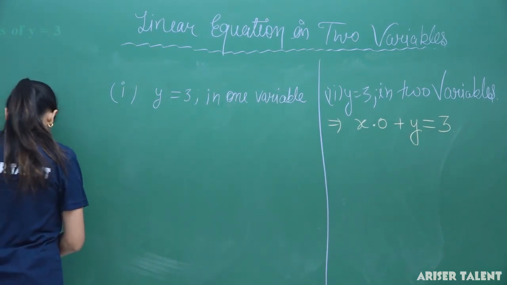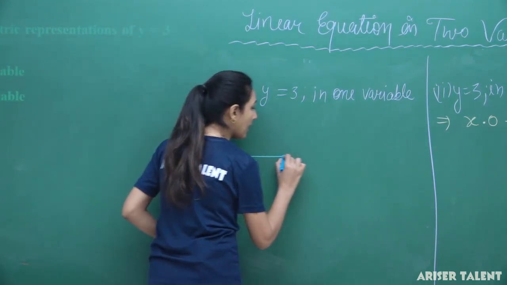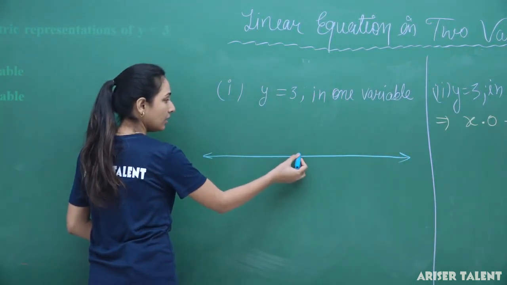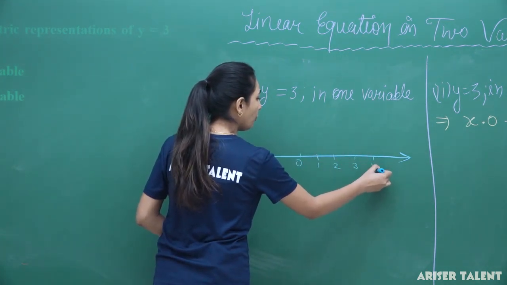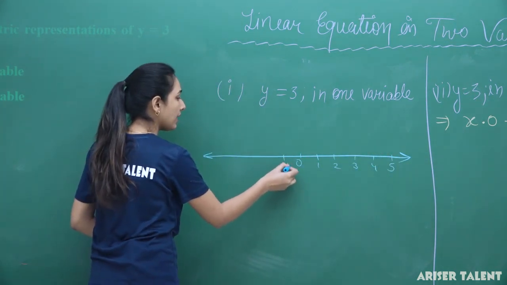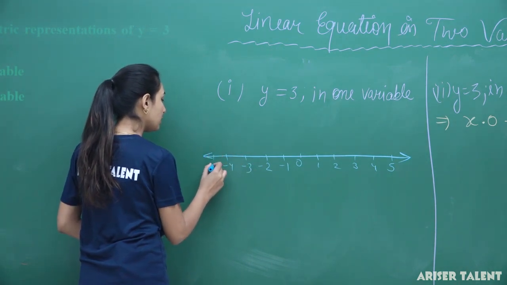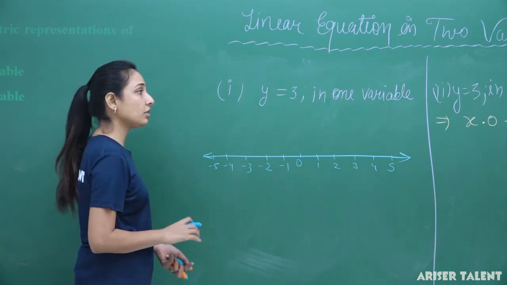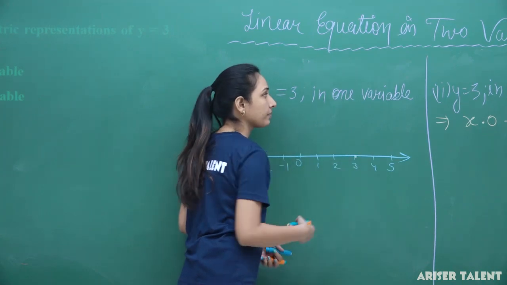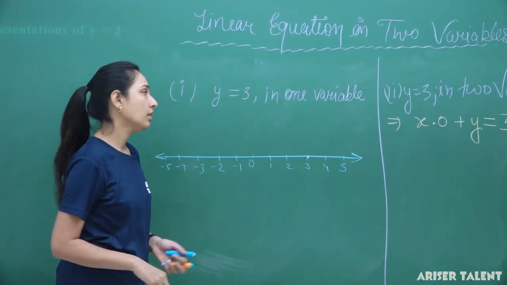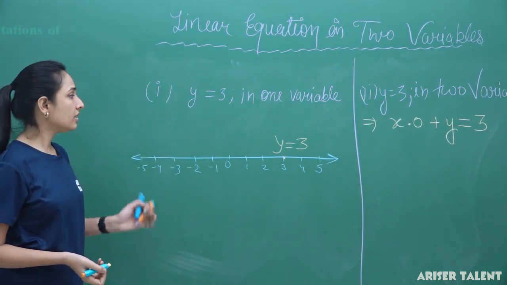For the one variable case, I will be just having this line. Mid is 0, here it is 1, 2, 3, 4, 5 and so on. Here it is minus 1, minus 2, minus 3, minus 4, minus 5 and so on. Now my equation is y equals to 3. So where is 3? This is 3. This is y equals to 3.